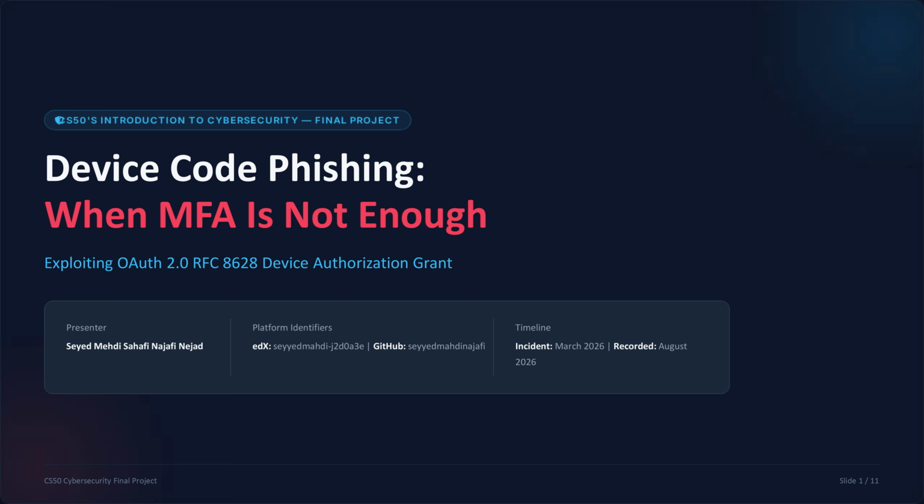My topic is Device Code Phishing, with a focus on a Microsoft 365 campaign that occurred in March 2026. I chose this topic because I am interested in identity, security, and authentication. I also found this incident particularly interesting because it demonstrates how attackers can abuse a legitimate authentication mechanism rather than simply stealing a password. This topic relates directly to several concepts covered in CS50's Introduction to Cybersecurity, including authentication, multi-factor authentication, phishing, social engineering, OAuth, tokens, identity and access management, and incident response.